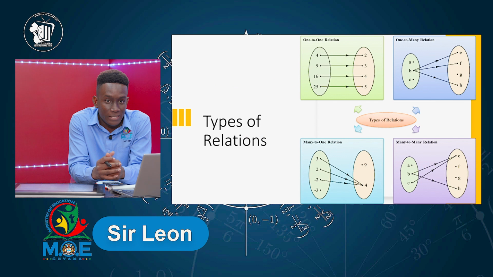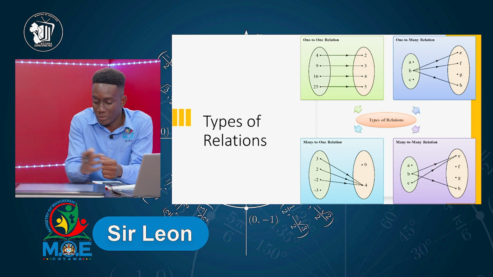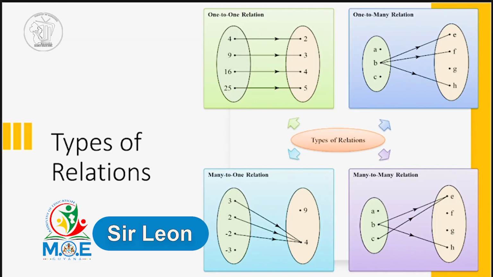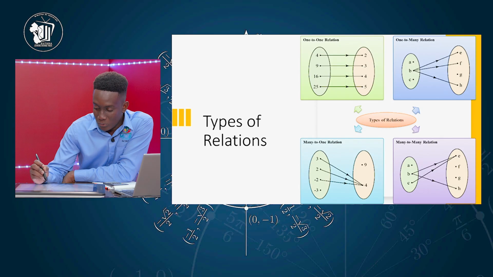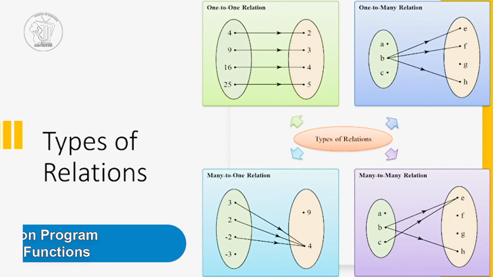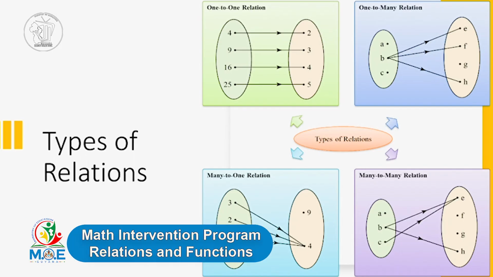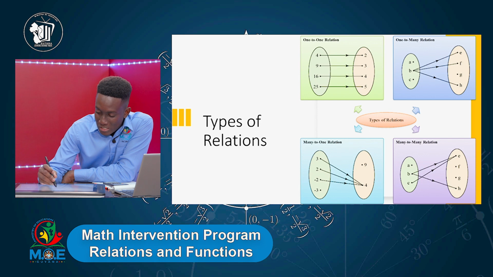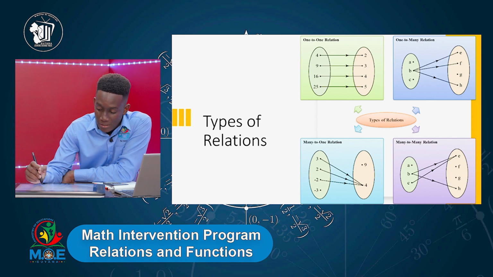So we have basically 4 main types of relations. And the main one that you will come across, the easiest one to identify, would be the one-to-one relation, which would be this one. So in the one-to-one relation, each element in the domain is mapped onto one and only one element in the codomain. So in this case, we have 4 is mapped onto 2, 9 is mapped onto 3, 16 is mapped onto 4, 25 is mapped onto 5. And as you can see, one element in the domain is mapped onto only one element in the codomain.